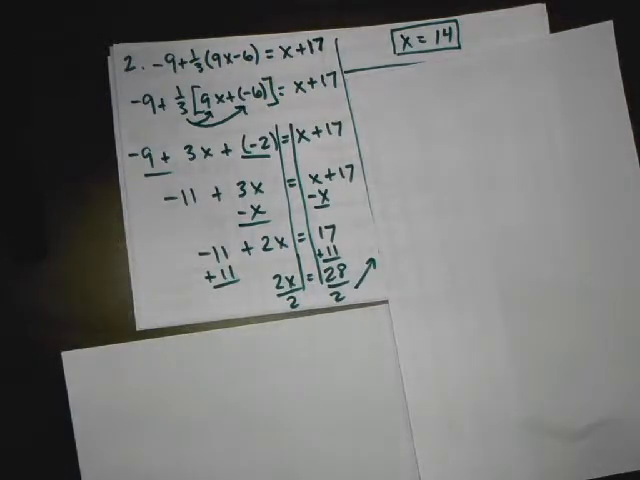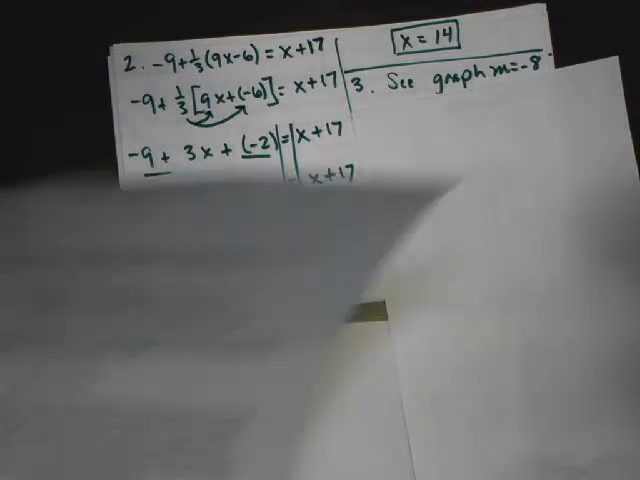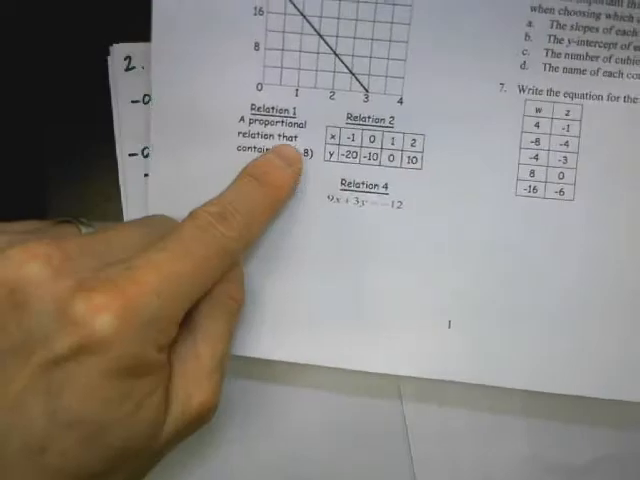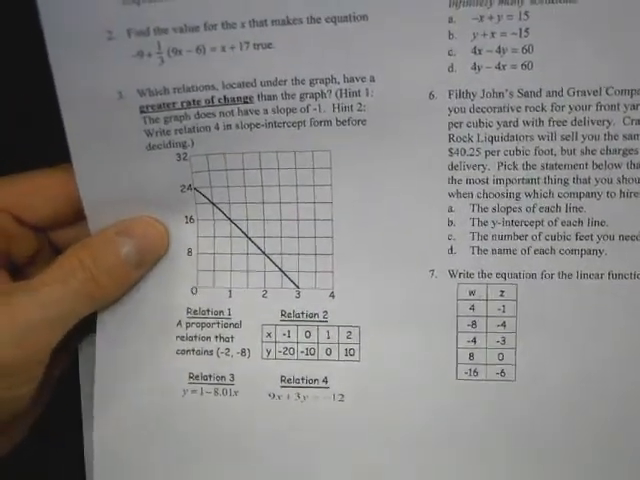Problem 3, it says which relations located under the graph have a greater rate of change. And the reason a lot of you are still getting this wrong is because you're still trying to find which of these down here is the same as this. But you have to be careful. You just have to read the directions to fix that mistake.